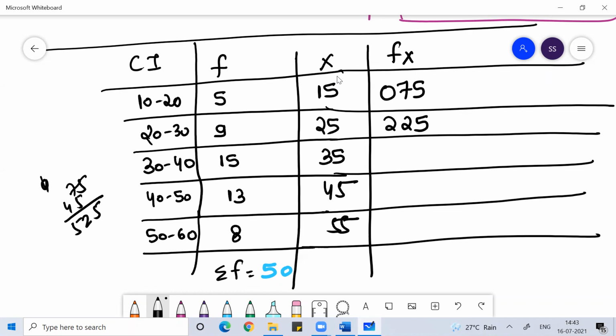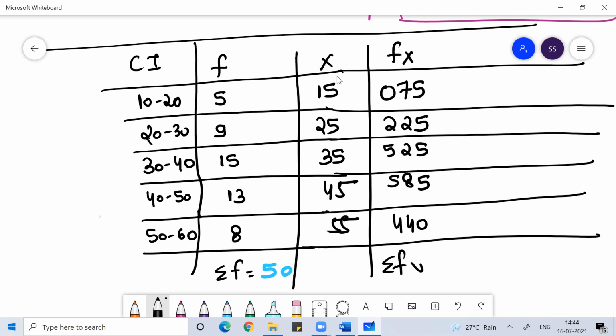This is 525. 15 into 45 is 585, and then 55 eights will be 440. Guys, see the calculation. Let me know if I do any calculation mistake.